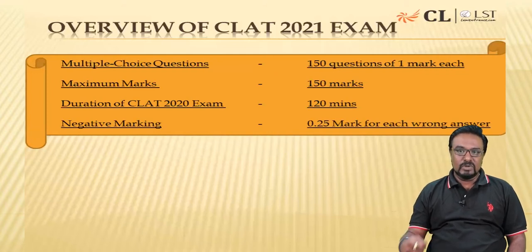Earlier the paper was of 200 marks and now it is of 150 marks. The number of questions has reduced, the number of marks has reduced, however the duration remains the same, and it still has the same negative marking: you have a 0.25 negative marking for every wrong answer. Now does it mean that it is much easier? It's the way you have to take it. Now let me take you through each section in detail.